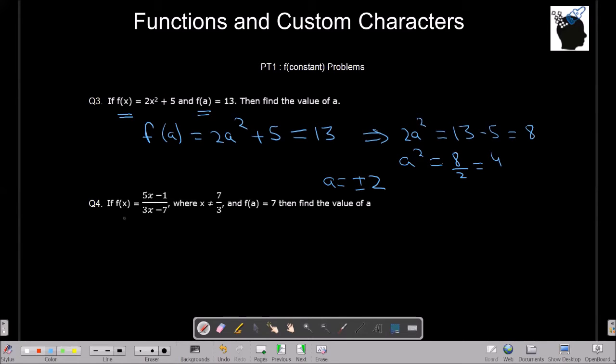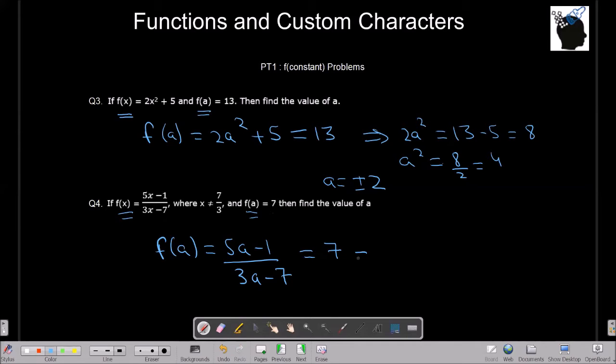Let's try the next one. f of x is equal to (5x minus 1) divided by (3x minus 7), where x cannot be equal to 7 by 3. And f of a is given to us as 7. And we need to find the value of a. So again, let's see what is inside the bracket and replace that with a. So we'll have f of a is equal to (5a minus 1) divided by (3a minus 7).